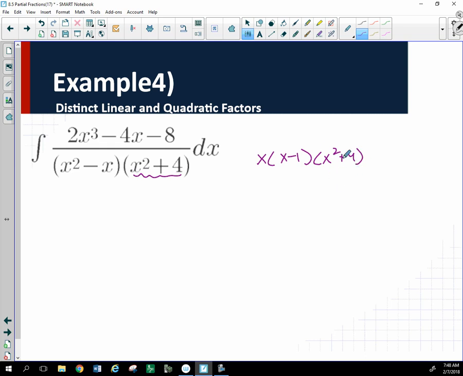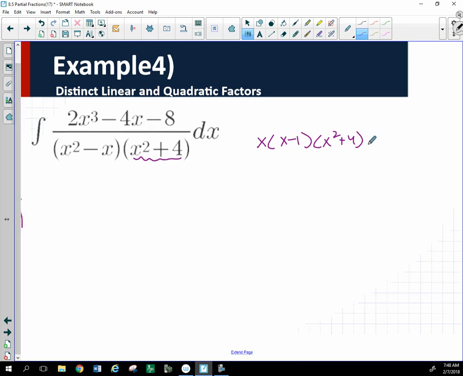And this is probably one of the worst things we can do to you guys when you're doing these problems, is using a quadratic factor. But here's how it's going to work.